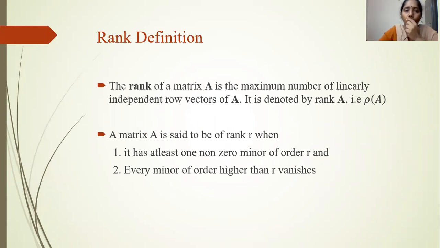First, we go through the definition of rank. The rank of a matrix A is the maximum number of linearly independent row vectors of A. It is denoted by rho of A. And we have another way to define the rank of a matrix. A matrix A is said to be of rank r when it has at least one non-zero minor of order r and every minor of order higher than r vanishes.